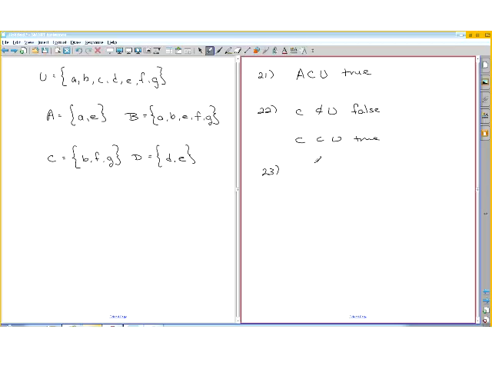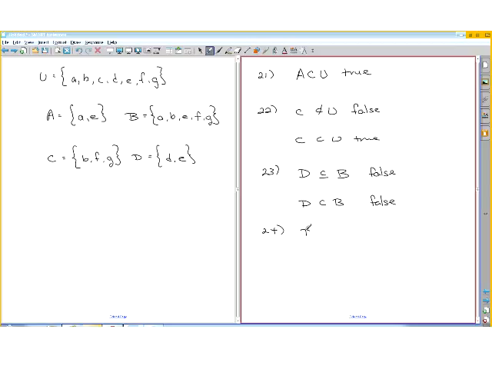23. D is a subset of B. So here's D and here's B. Do we have D yet? No, we don't. So it's not any kind of subset. So this is false. It's also not a proper subset either, so that's false also. The problem is because D is not in B.